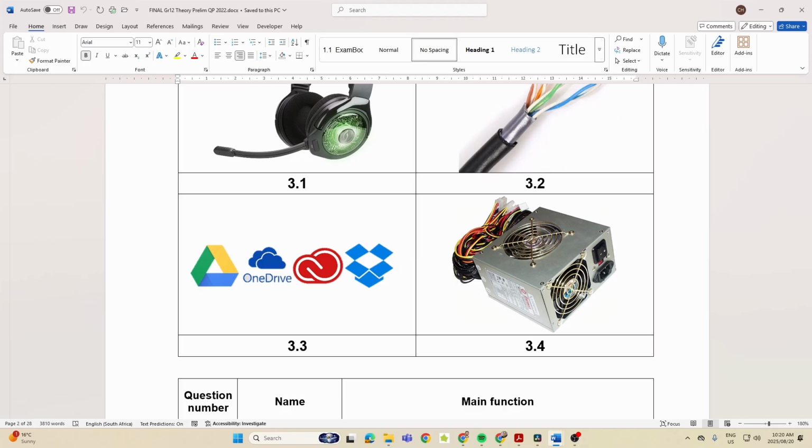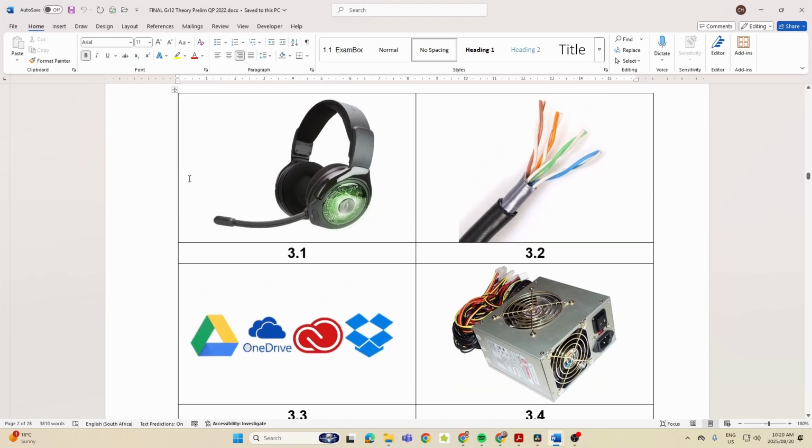Right. So we're going to look at these quickly. And again, we need to mention not only what it is, but also its main function. So this is what? A headset. We know what it does. It's got a microphone. We can listen to audio, all of that.